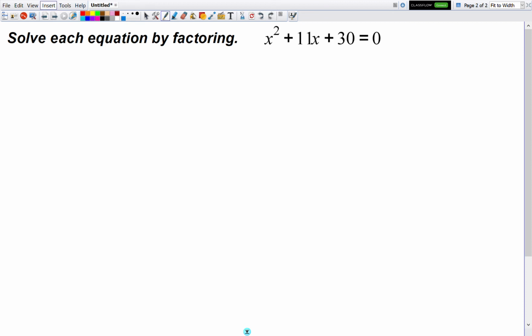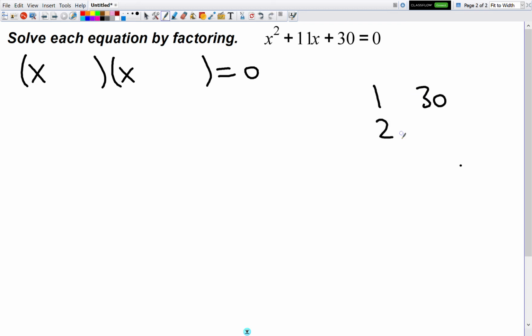Alright, so same thing like the last time. We're going to do two blank parentheses equal to 0. And we see that there's an x squared in the front, so we're going to put x's in front of each parentheses because that's what's going to make the x squared that we have in our original problem. And then we're going to think, okay, what numbers make 30? So we've got 1 and 30, 2 and 15, 3 and 10, and 5 and 6.